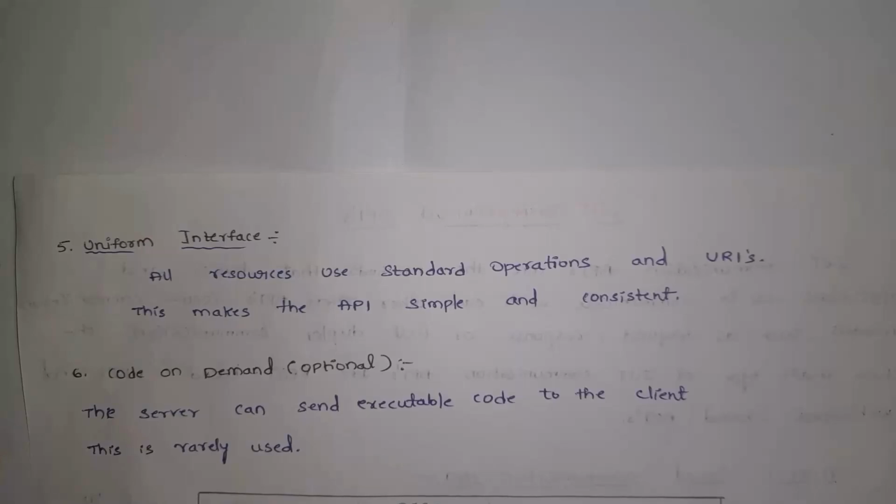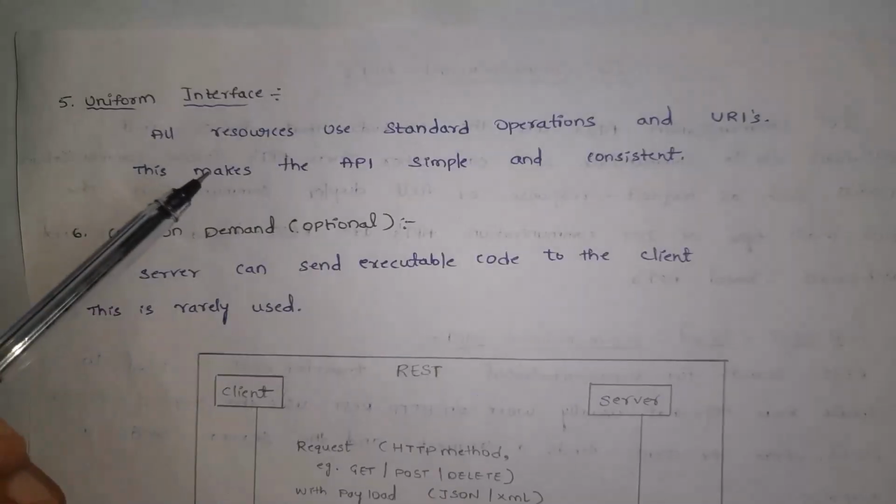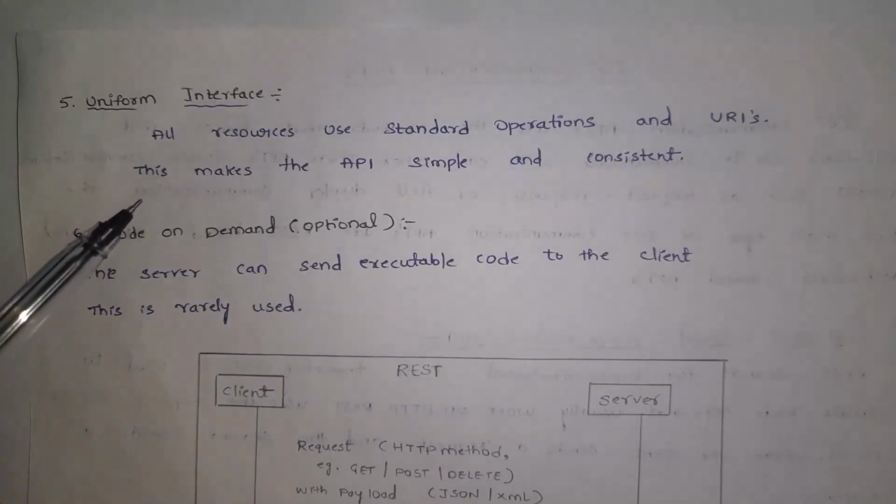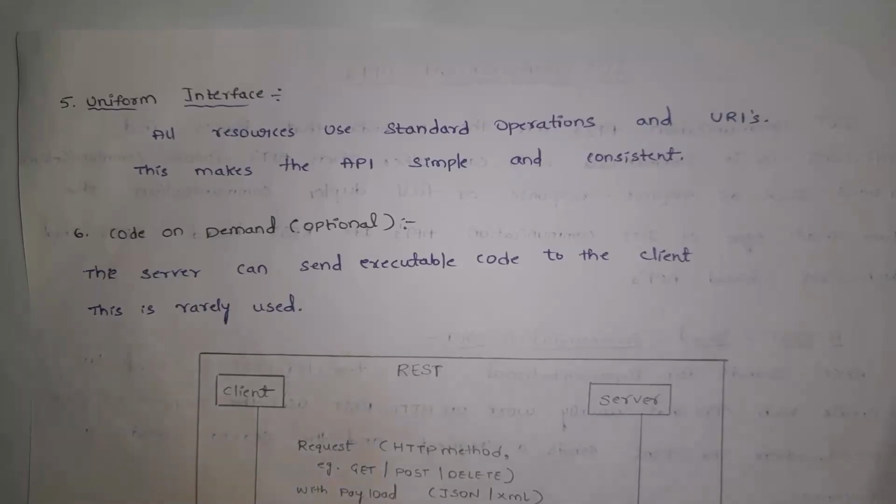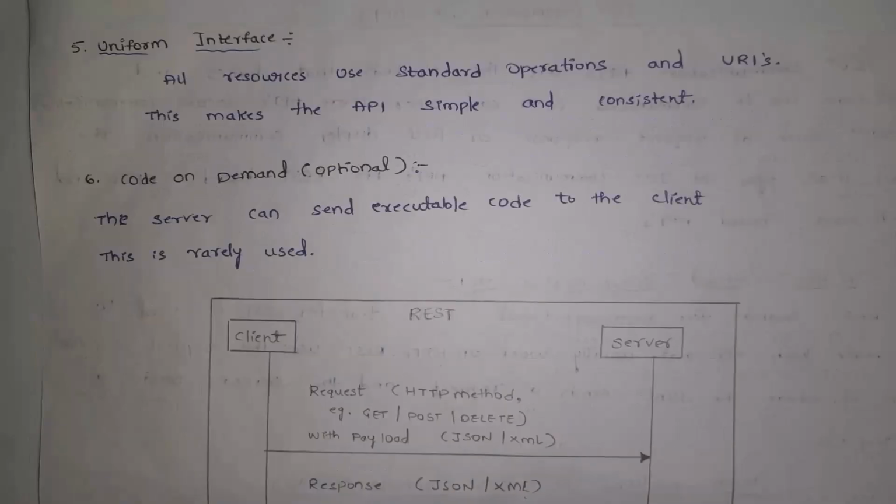And the fifth one is uniform interface. Guys, all resources, that is, all sensors, will use standard operations. Standard operations mean standard HTTP methods like get, post, put, patch, delete, etc., and also URIs. This makes the REST API simple and consistent. And the sixth one is code on demand. Guys, the server has the capability to send executable code to the client, but the server will send executable code to the client rarely. All these are features of the REST-based communication API.